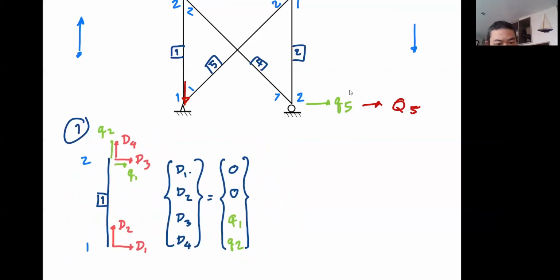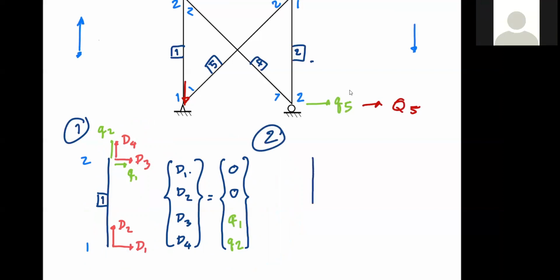Are you with me? Yes, yes. Would you like to try to do this for member 2 yourself? That's member 2. Let me give this to you.